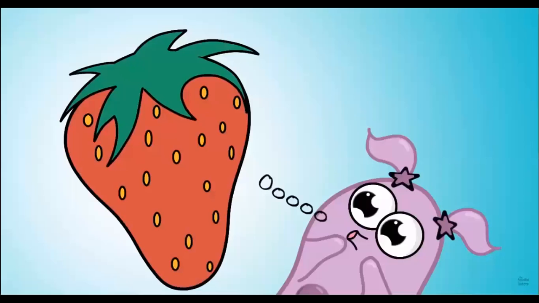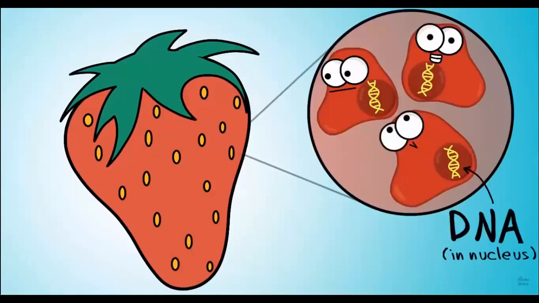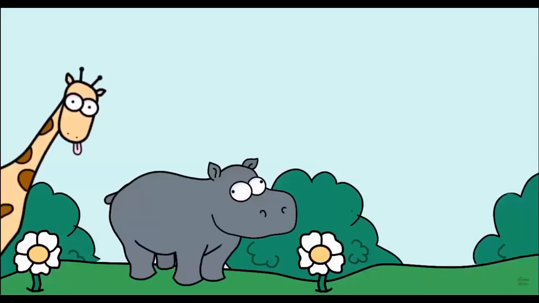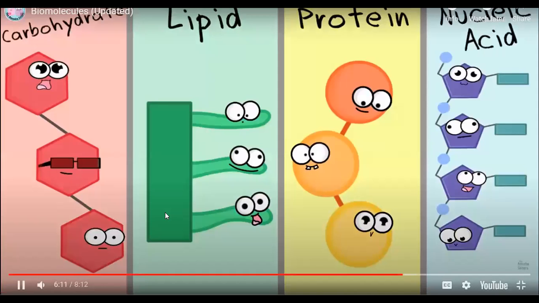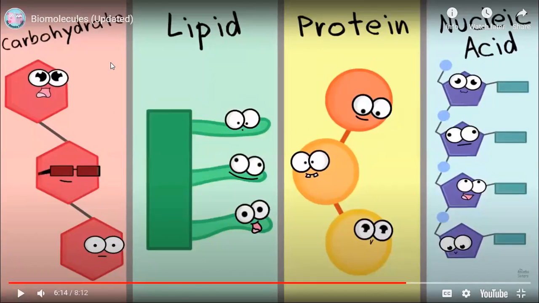For example, when you eat a strawberry, you're actually consuming all the cells that make up that strawberry. And in the nucleus of all those strawberry cells is DNA. Plants and animals both have DNA. In fact, any type of life must contain nucleic acids to direct the cell's activities. So we just powered through introducing the 4 biomolecules by providing examples, exploring.